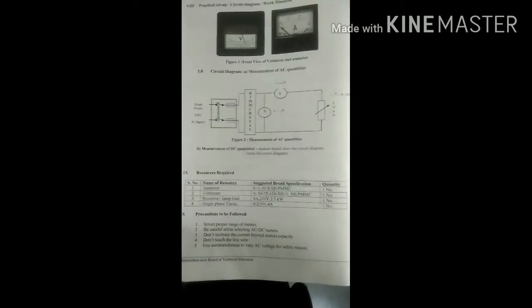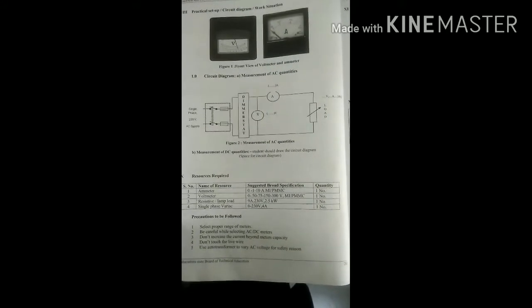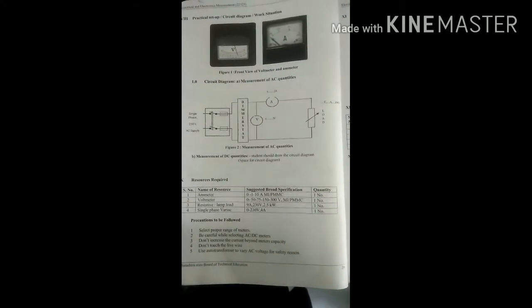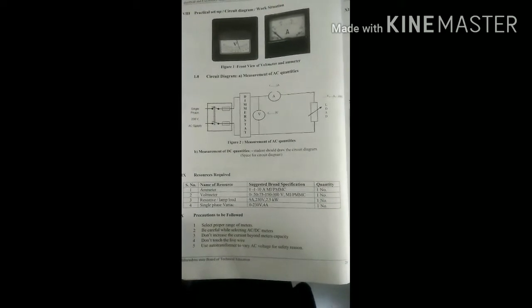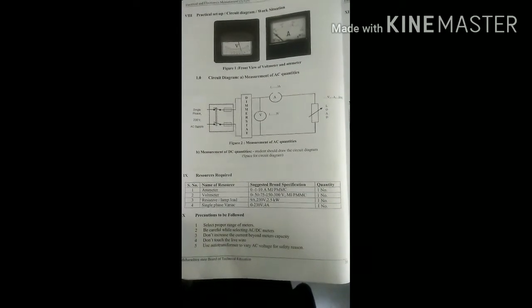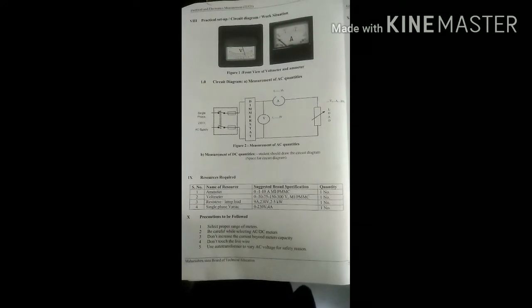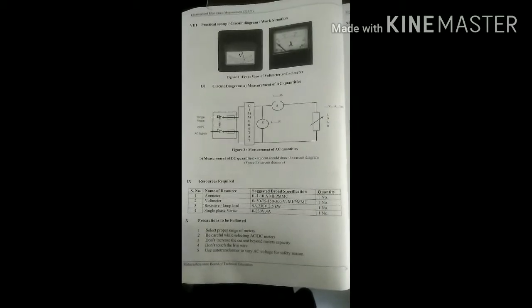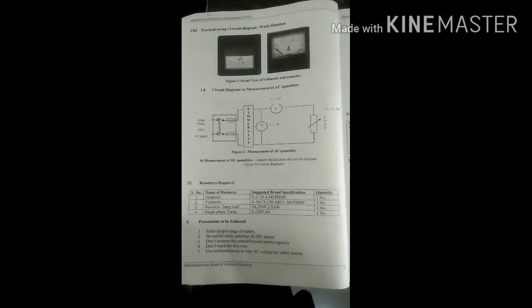Next are the precautions to be followed. First is select proper range of meter. Second, be careful while selecting AC or DC meters. Third, don't increase the current beyond the meter's capacity. Fourth, don't touch the live wire. And fifth, use an auto transformer to vary AC voltage for safety reasons.